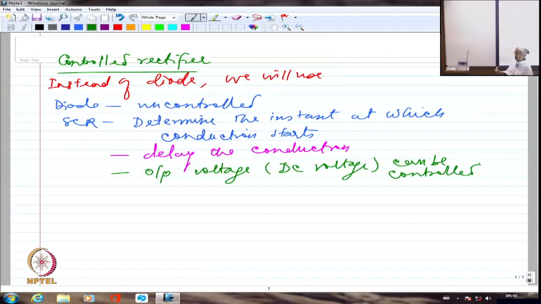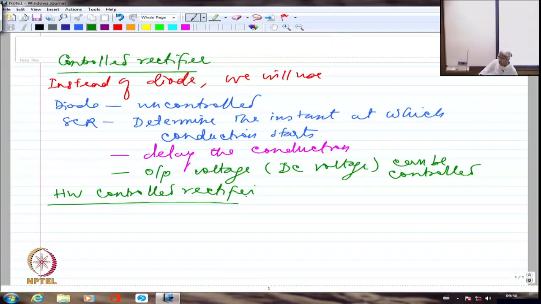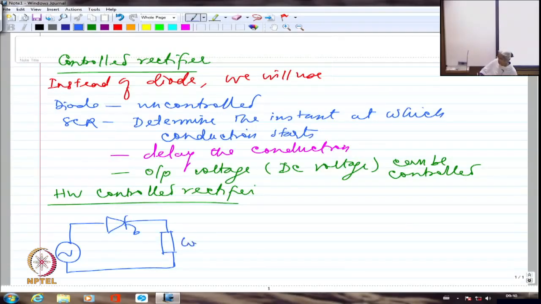We actually showed first the half wave controlled rectifier. This is what we analyzed yesterday. Just quickly recapturing, we are going to have a thyristor here. This is the power supply and this is the load, right? So we are supposed to give the gate pulse. Here is the gate pulse that we need to give.